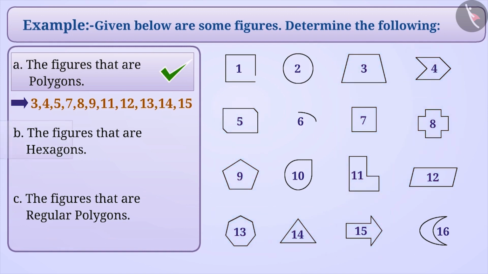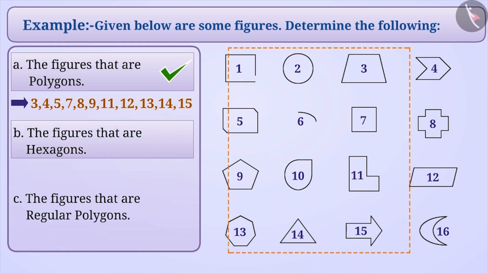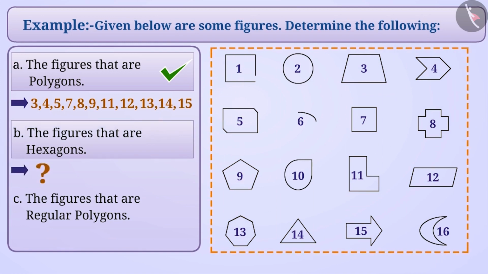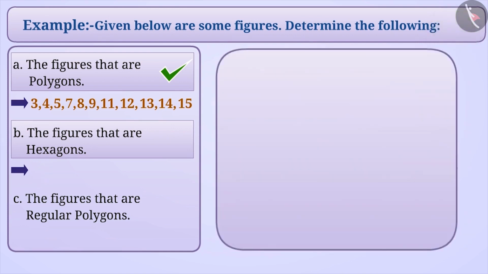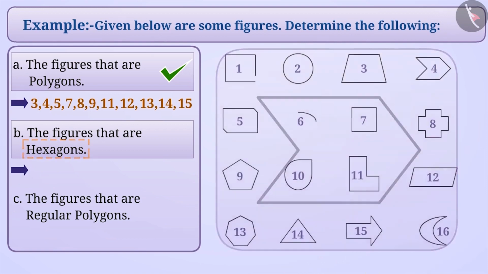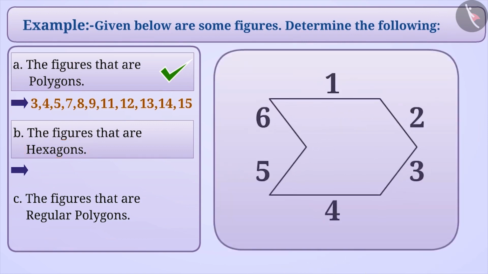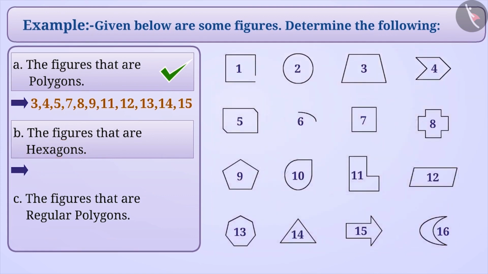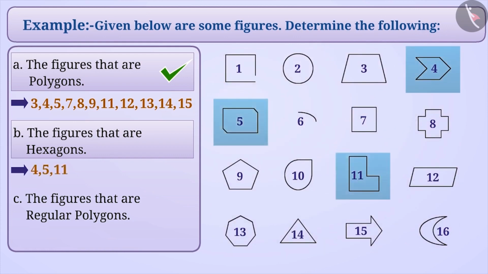Now let's determine those figures which are hexagons. Can you tell how will we identify the hexagons from the given figures? Think for a while. Absolutely right. Polygons with 6 sides are called hexagons. Therefore, we will identify polygons with 6 sides in the given figures. As you can see, figures 4, 5, 11, etc. are polygons made up of 6 sides. So, they are hexagons.